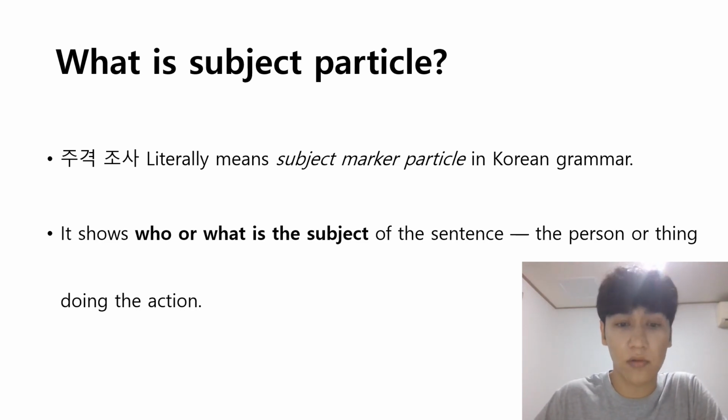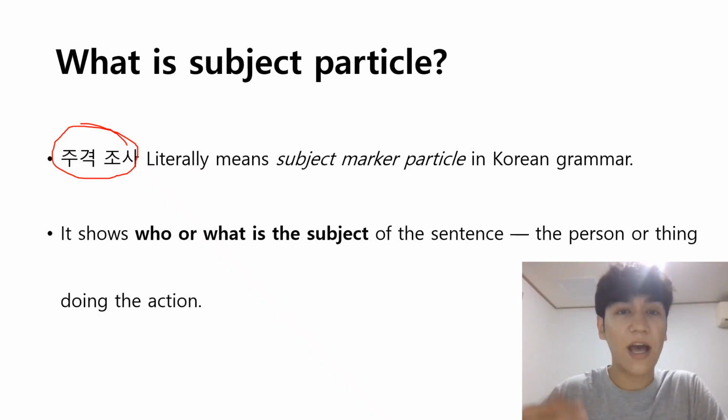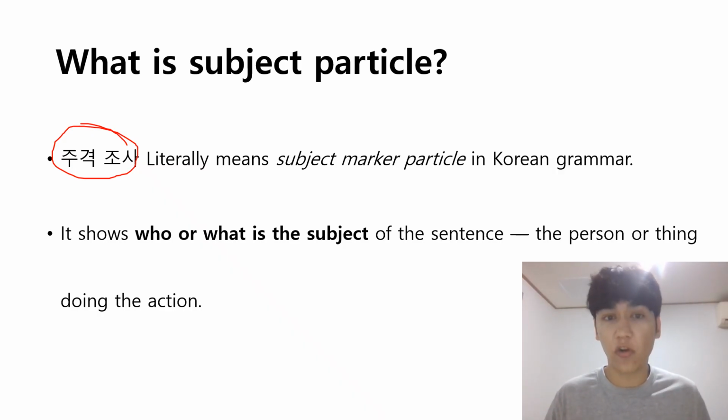So in Korean, it's called 주격조사, which literally means subject marker particle. You don't have to memorize or know this Korean terminology, 주격조사. You can just say subject particle. So what is a subject particle? We use the subject particle in order to show in the sentence who or what is the subject of the sentence. To be more precise, who does the action or what does the action.